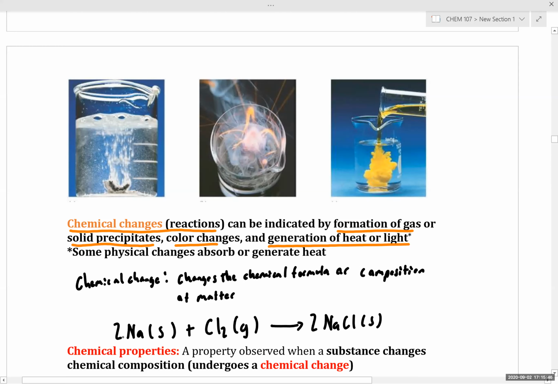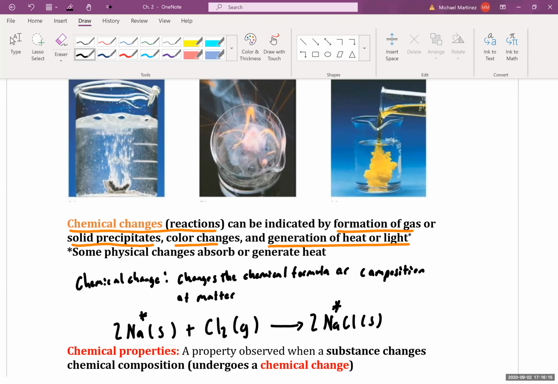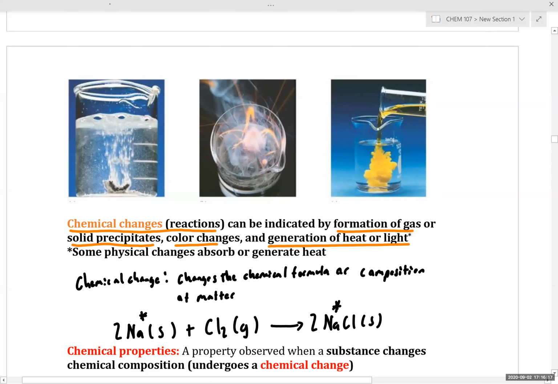So this would be an example of a chemical change, reaction of sodium and chlorine to yield sodium chloride, because as we can see, if we compare the formula for sodium and sodium chloride, is the formula the same or different? Does the formula look the same or different? Different. Exactly. Okay. So we understand this idea of chemical changes.